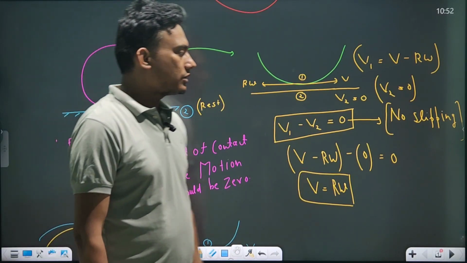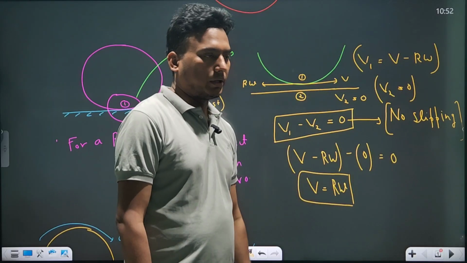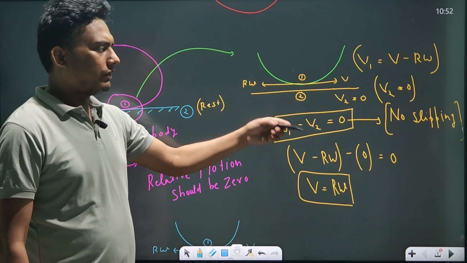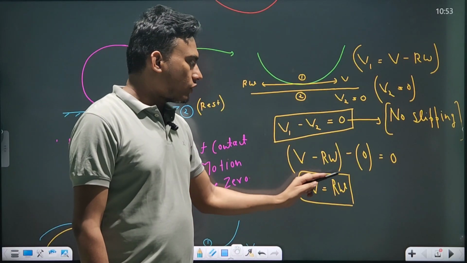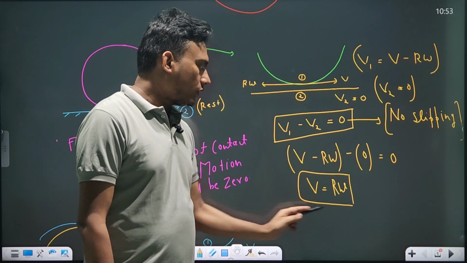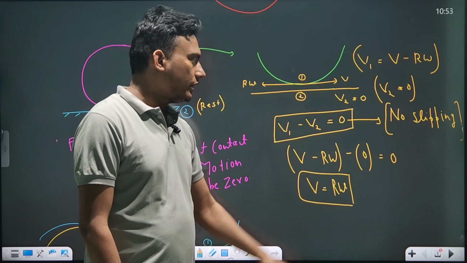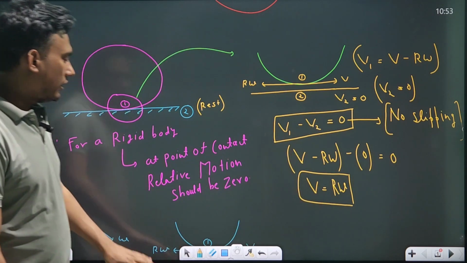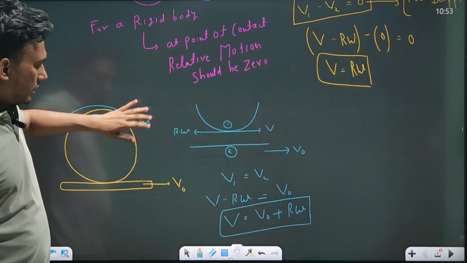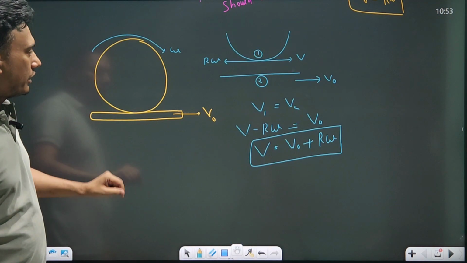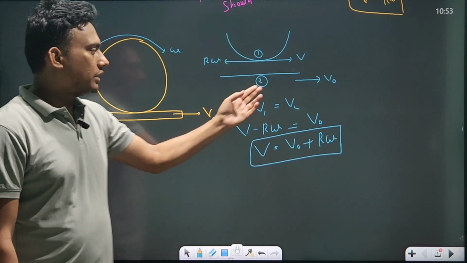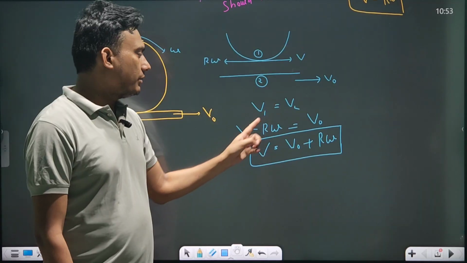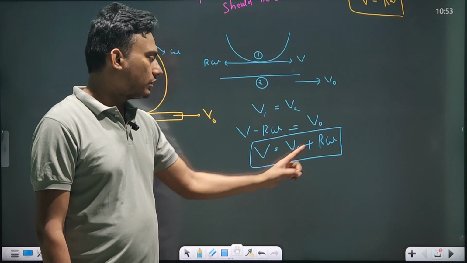This condition is called no slipping, or we can say pure rolling; both are the same. So I put in the values: V minus R omega equals 0. We find V equals R omega, but this is valid only when the platform is at rest. If the platform is moving, at the point of contact the speed will be the same V minus R omega, but I change the platform speed, which is now V naught. So V minus R omega equals V naught, and V equals V naught plus R omega.